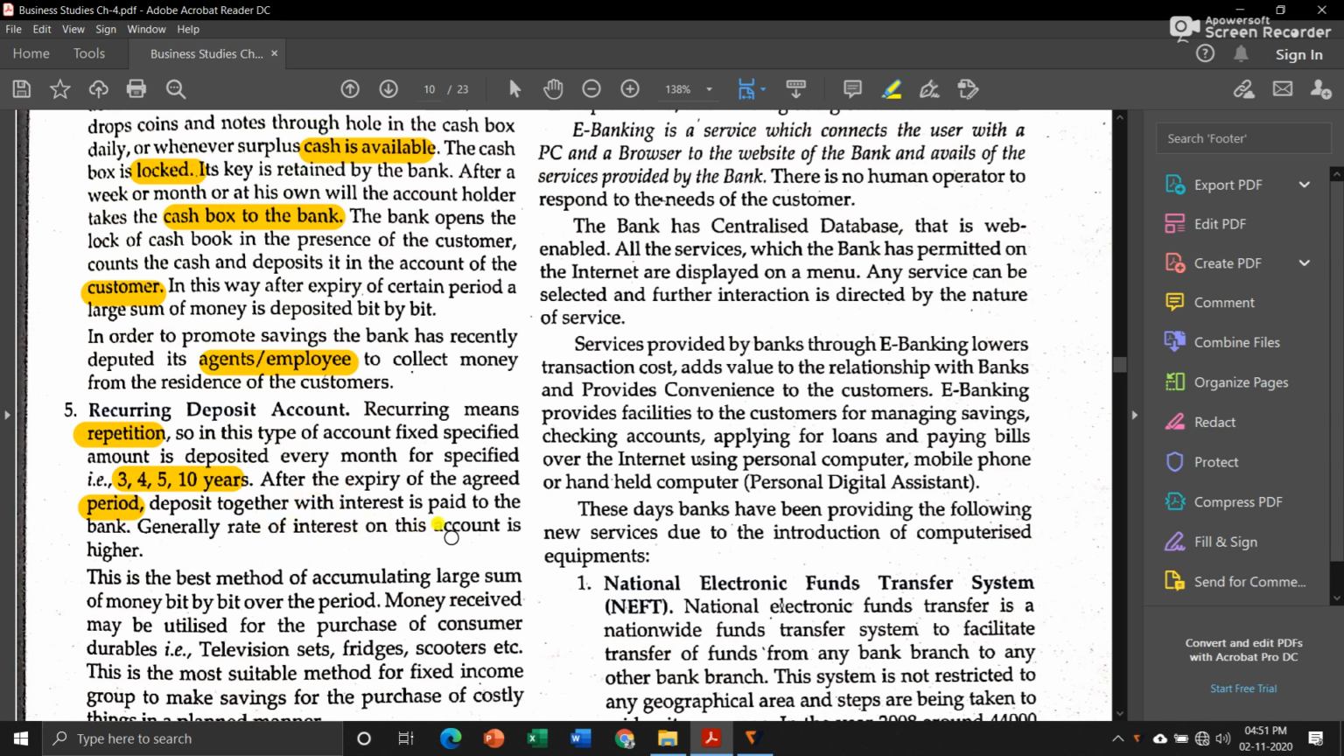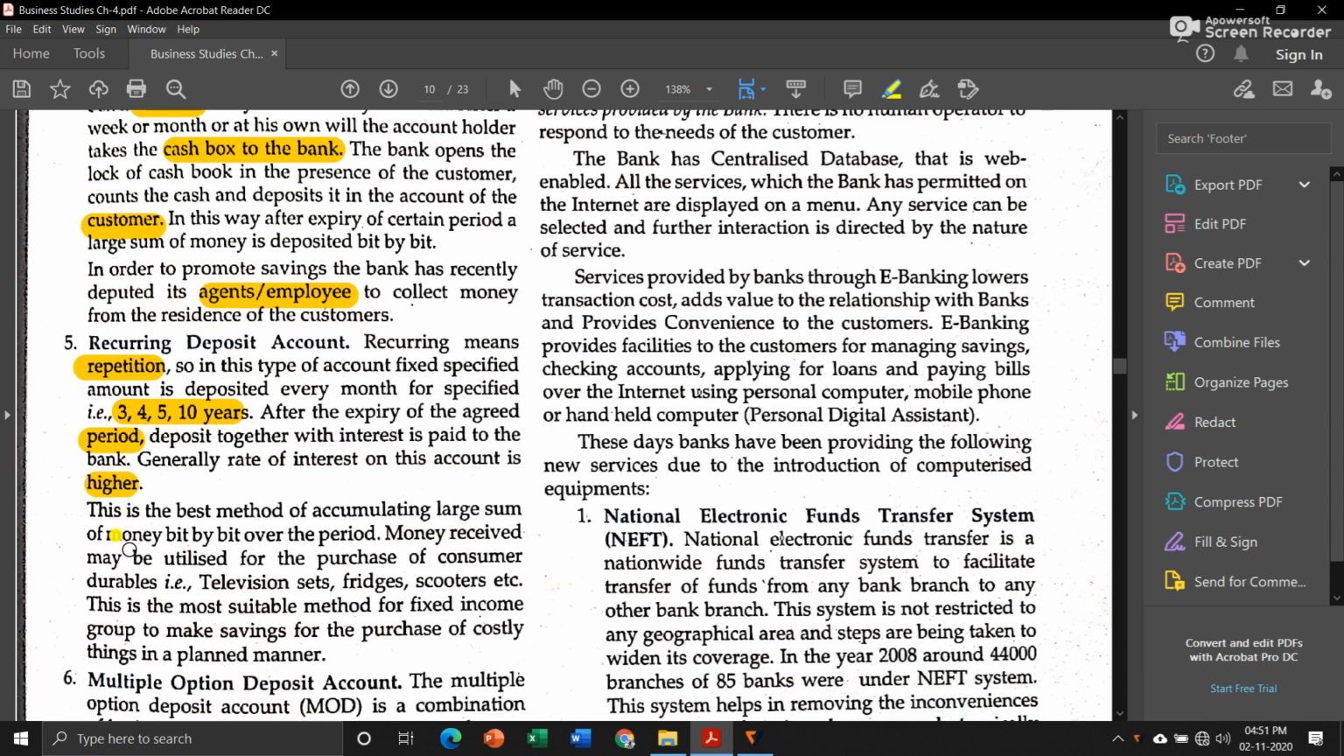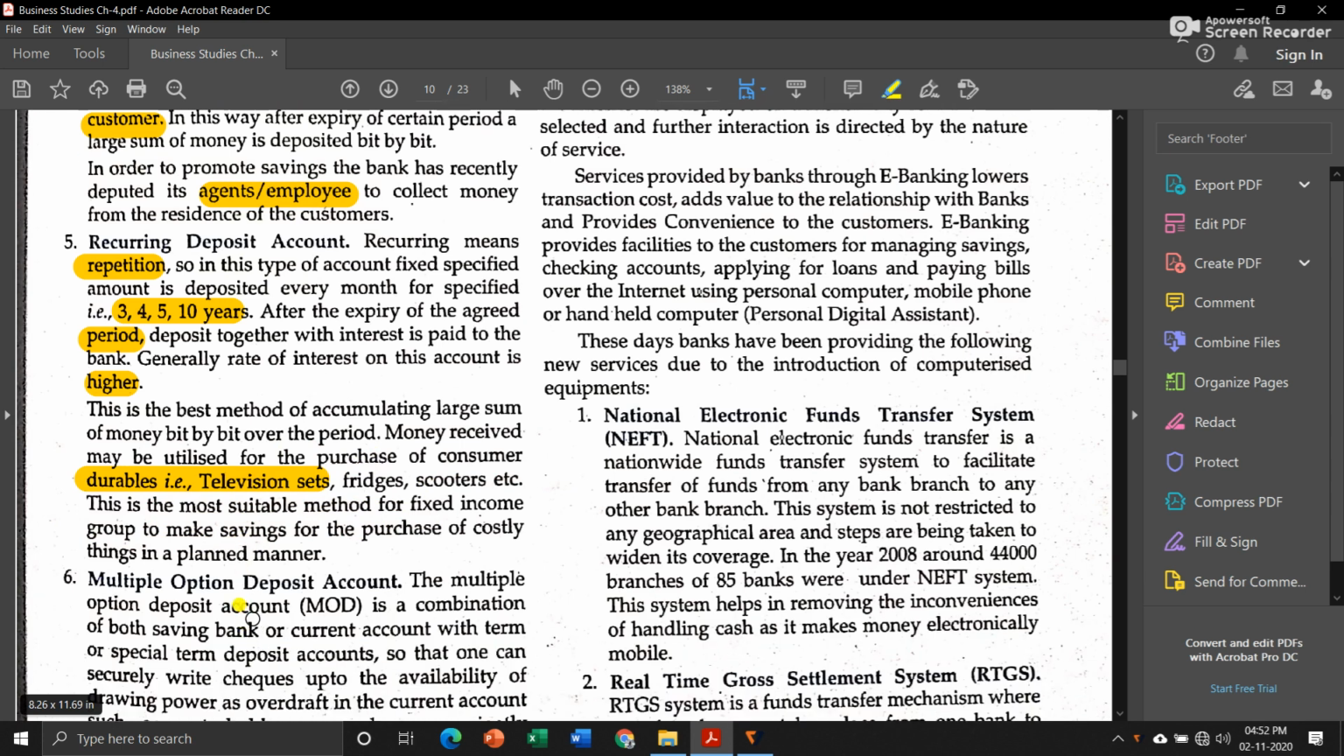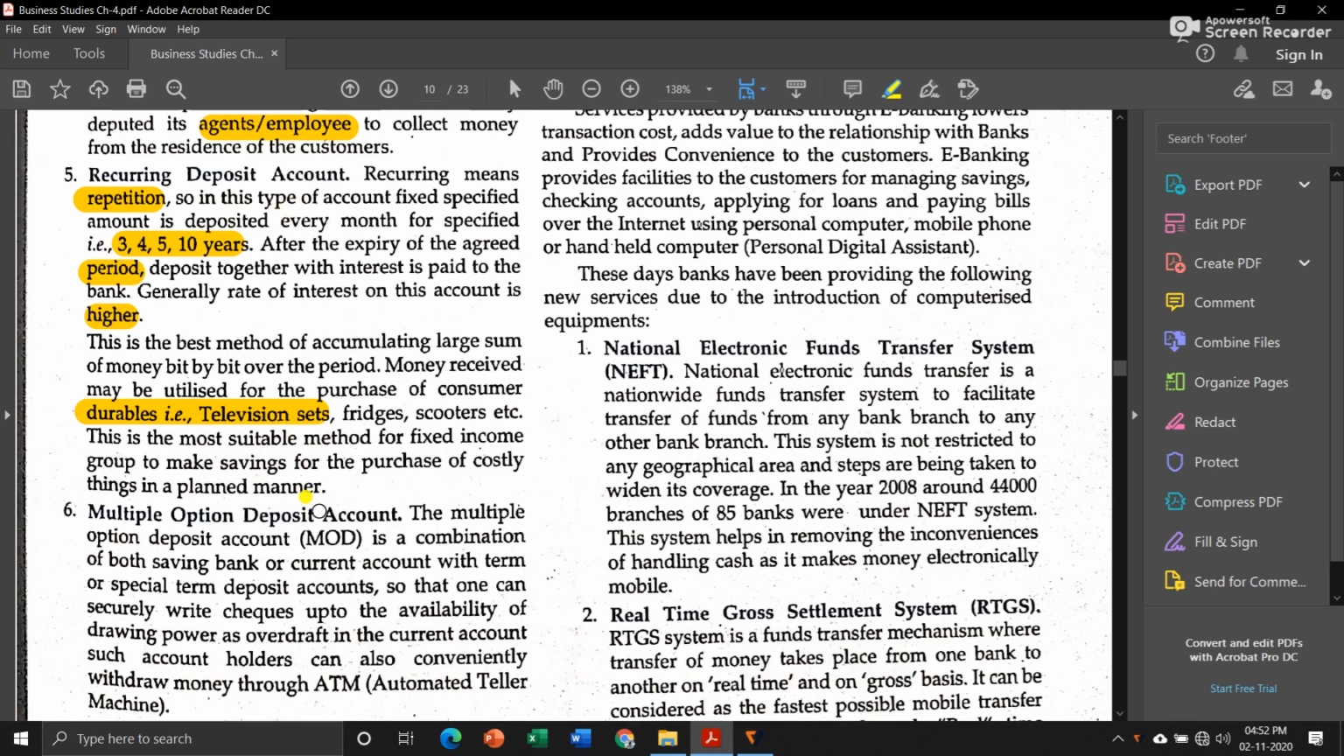Generally the rate of interest on this account is higher. This is the best method of accumulating a large sum of money bit by bit over the period. Money received may be utilized for the purchase of consumer durables, that is, you can buy television sets, fridges, scooters, etc. This is the most suitable method for the fixed income group to make savings for the purchase of costly things in a planned manner. So if your source of income is fixed and you want to purchase a very costly thing, then this type of account is suitable for you.